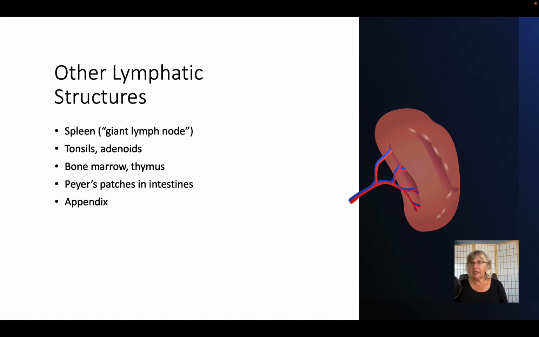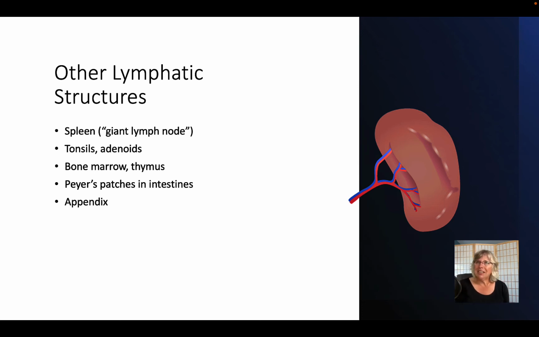There are other less specific clusters of lymphatic tissue that act as tissue filters to pull out or sequester pathogens and debris, and these would be in our tonsils and adenoids. Our bone marrow is often classified as lymphoid tissue, as is the thymus gland. We have special patches in the intestines where we have lymphatic tissue called Peyer's patches.